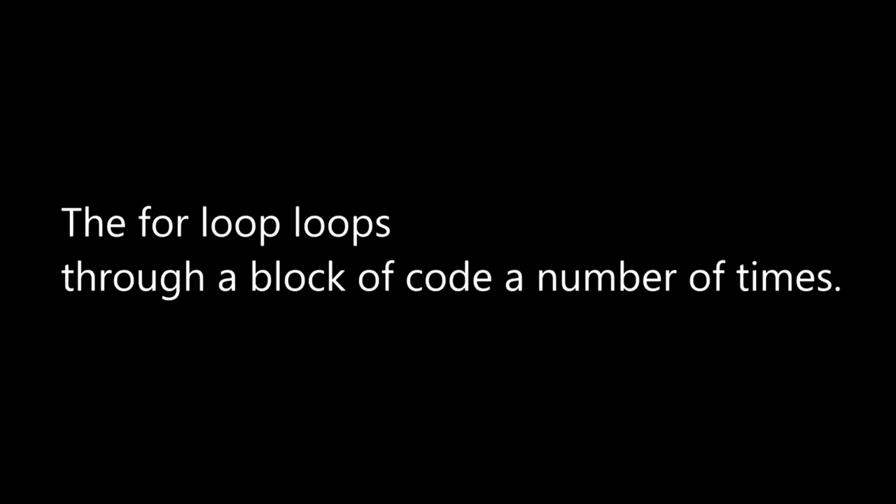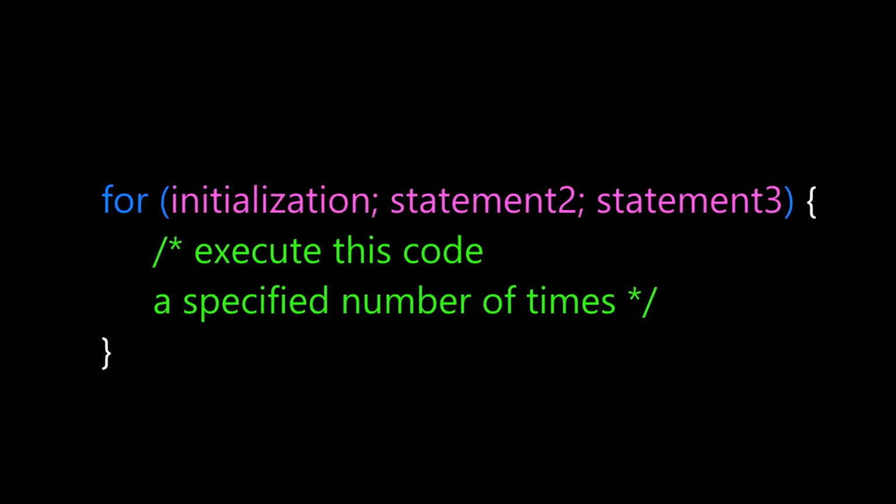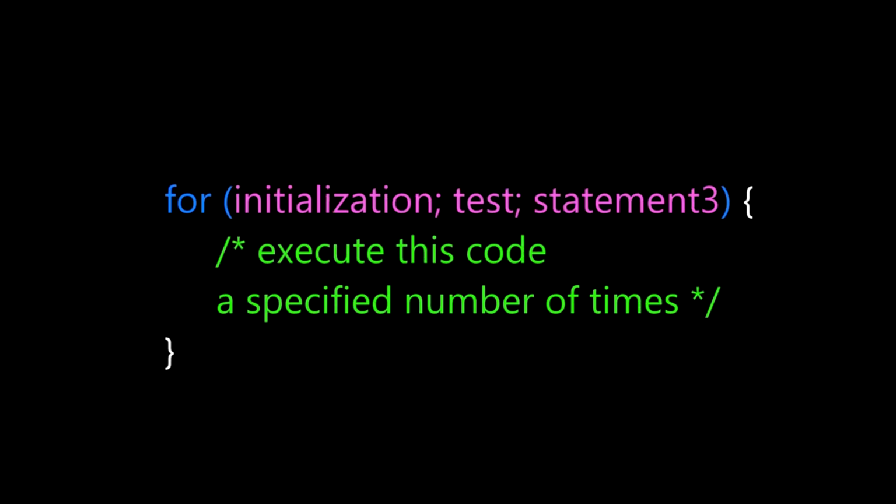The for loop loops through a block of code a number of times. The for loop statement defines the start and an end point, as well as the increment for each iteration. The for syntax looks like this. Execute this code a number of times specified with the three statements. What are the three statements? The first one is the initialization statement. The second is a test expression, and the third is an update statement.